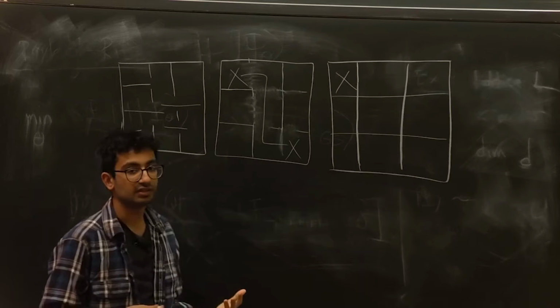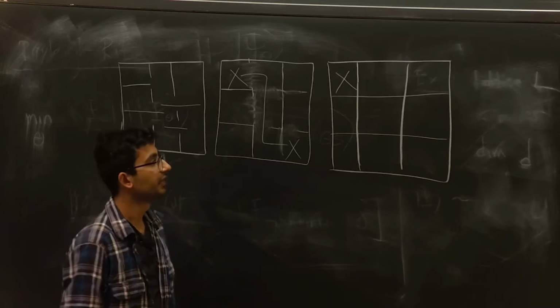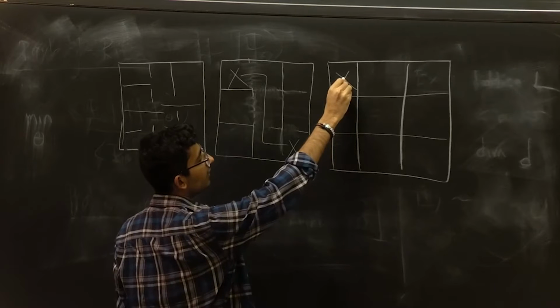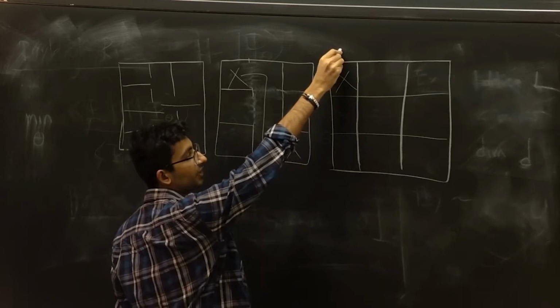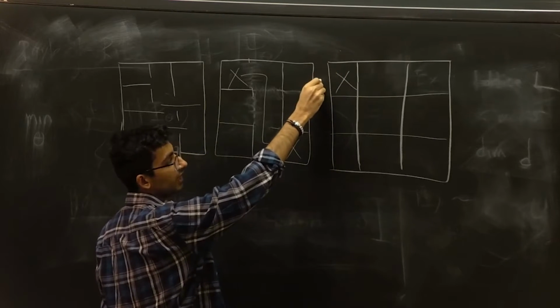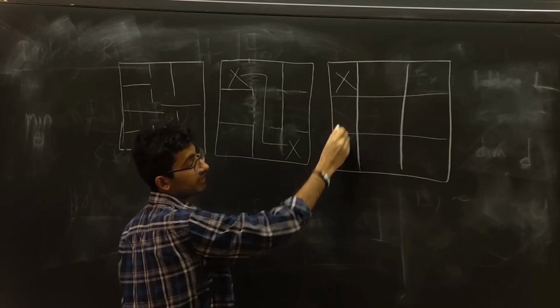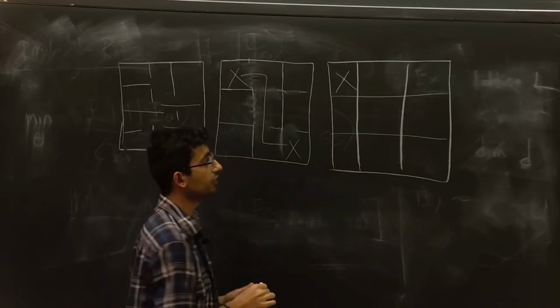And if I haven't, then I want to visit it. And so I'll ask myself, hey, have I visited my top neighbor? Well, they don't exist. Have I visited my left neighbor? Well, they don't exist. Have I visited my bottom neighbor? Well, no, I haven't. And so this is where the recursive step comes in.